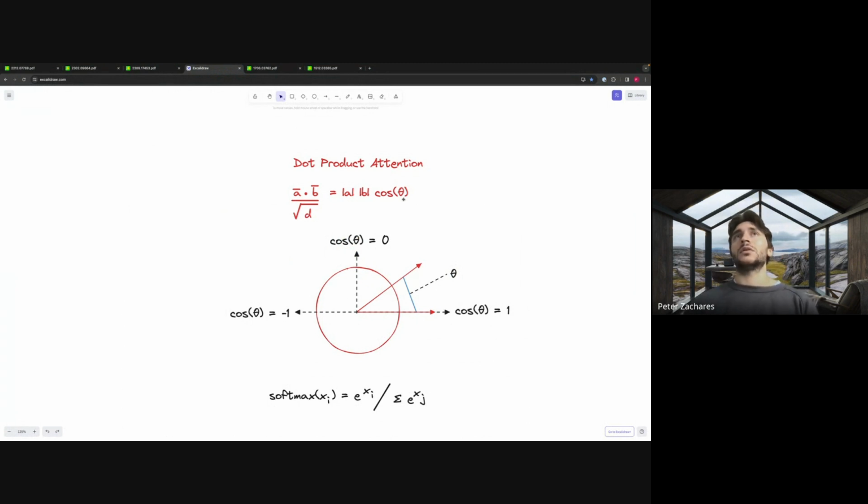So the way that we judge how similar two tokens are is by the magnitude of the two tokens. But these embeddings are usually normalized in the previous layer, so we could think of them as having a magnitude near 1. And then also the angle between those two.